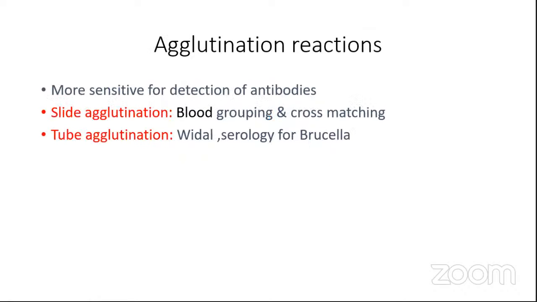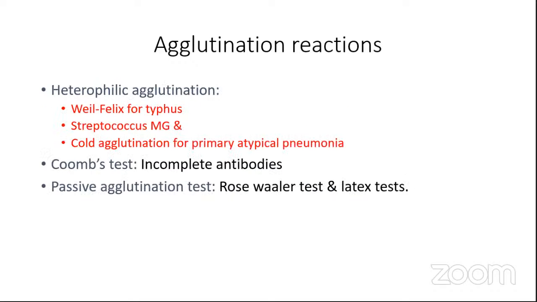Then coming to agglutination reactions, as I said, agglutination reactions are highly sensitive for detection of antibodies, and the nature of the antigen is a particulate antigen. The two classical examples are slide agglutination, which is classically done for blood grouping and cross-matching in a blood bank, and tube agglutination, that is Vidal, which is done for typhoid fever, and serology, which is done for brucellosis.